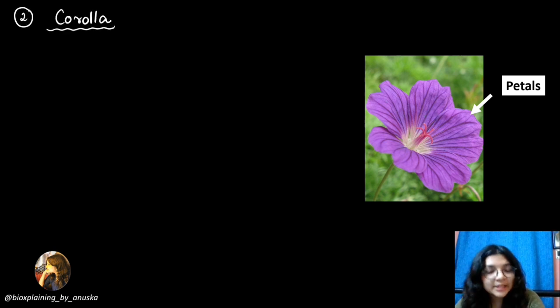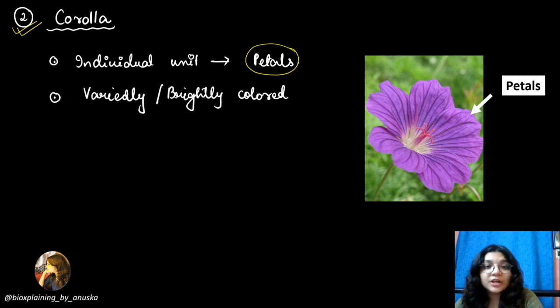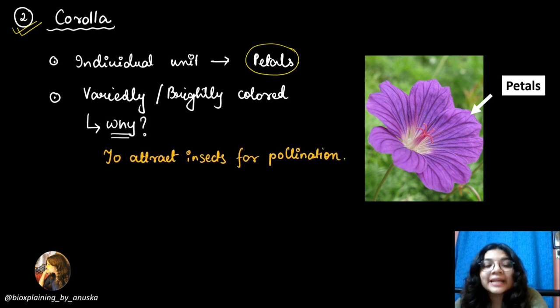The second whorl that we are concerned about is known as the corolla. Collectively, it is known as the corolla. The individual units of the corolla are what we call the petals. So this part of the flower we all know, right? These are very brightly colored or variedly colored. So can you tell me why the petal is so brightly colored in most of the flowers? I think you've guessed it correctly, that the petals are brightly colored so that they can attract the insects for pollination.